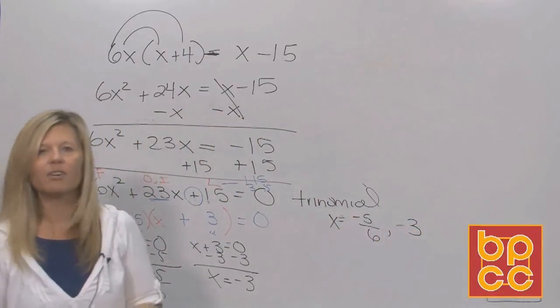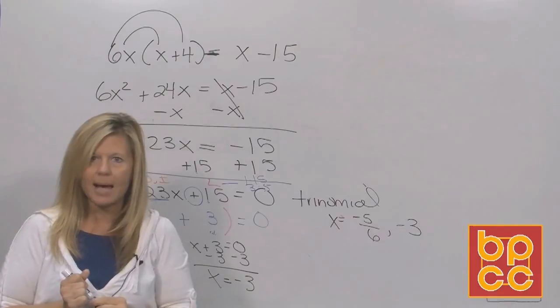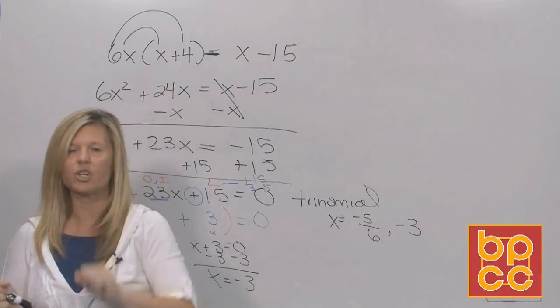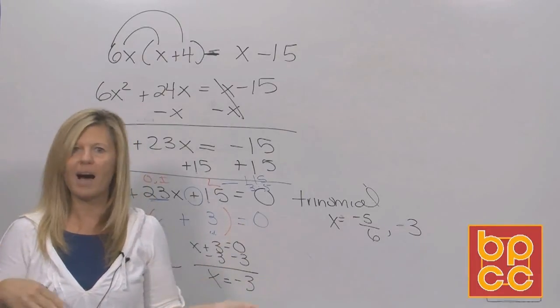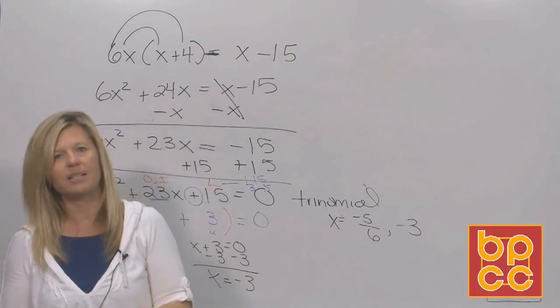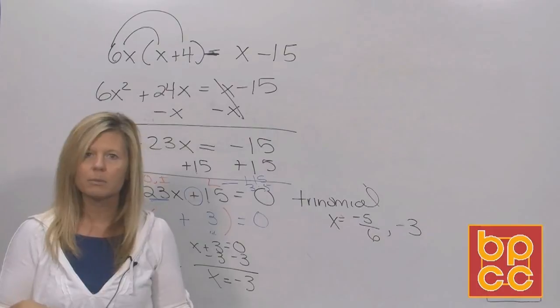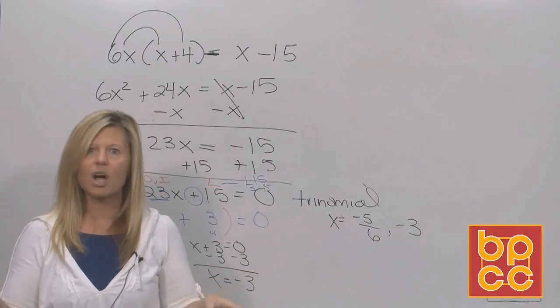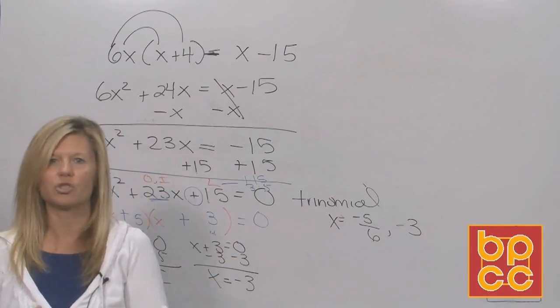So when you solve a quadratic, how many solutions should you always get? That's right. You should always get 2. The answers could be both positive, they could be both negative, they could be one of each, they could be fractions, they could be decimals, they could be whole numbers. Okay, but just realize every time you solve a quadratic, you need 2 solutions.